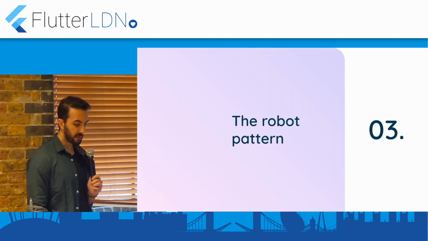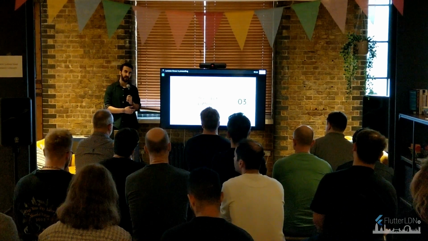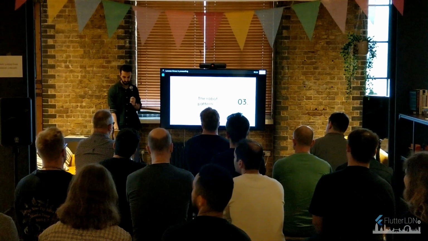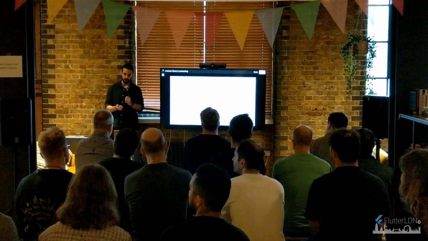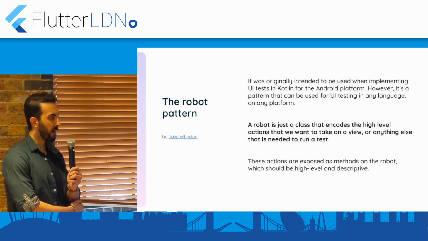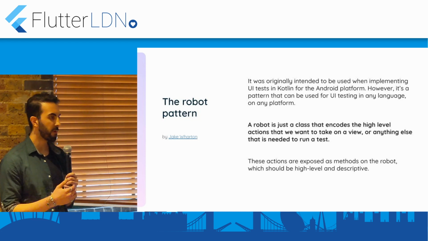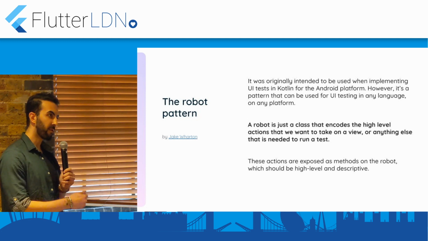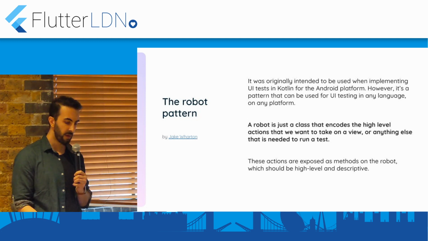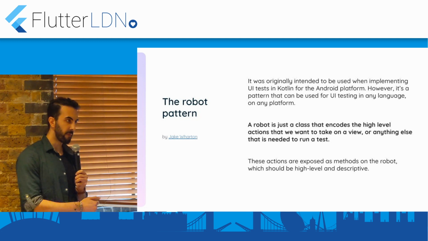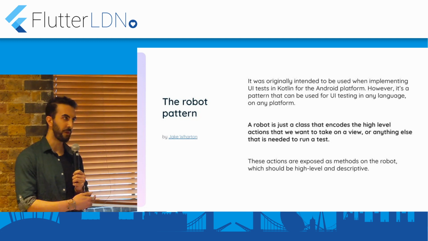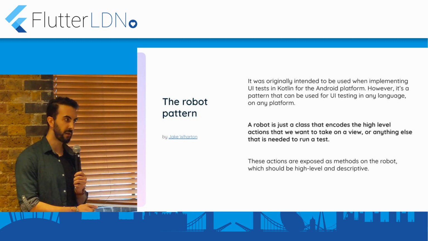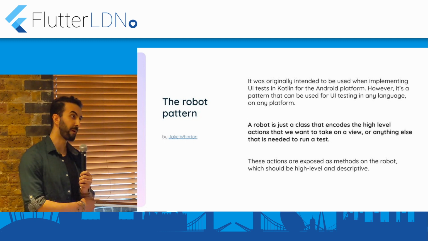So let's see now how the robot pattern can help us, how we can overcome this issue or at least mitigate it. The robot pattern is a pattern introduced by Jake Wharton to improve UI tests written in Kotlin for Android applications. However, this is a pattern that can be used for every kind of UI testing, and it doesn't really depend on any language or any platform we are going to apply it to.